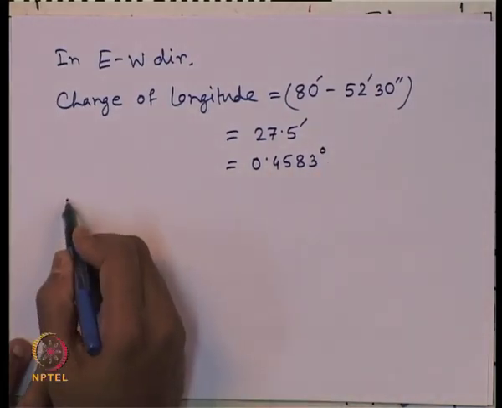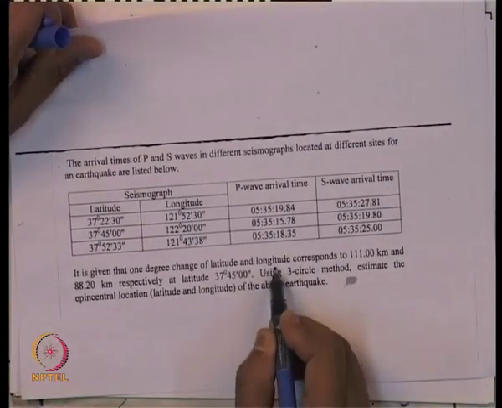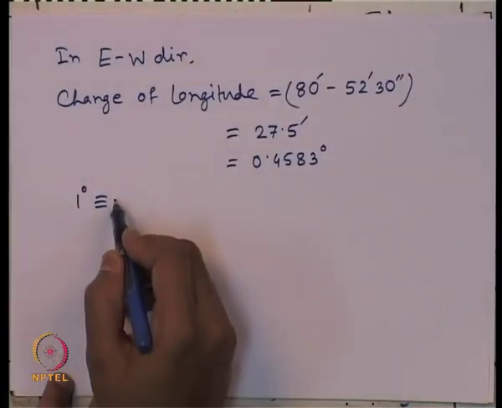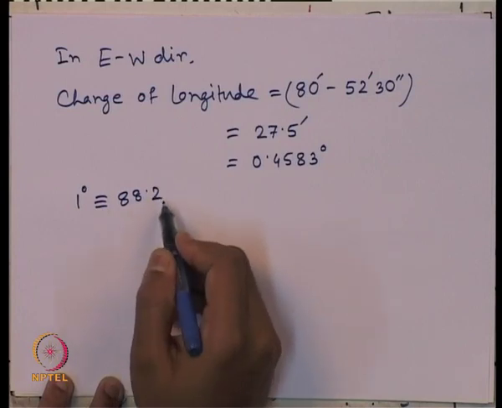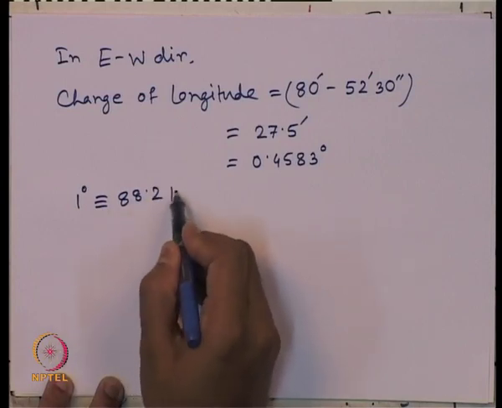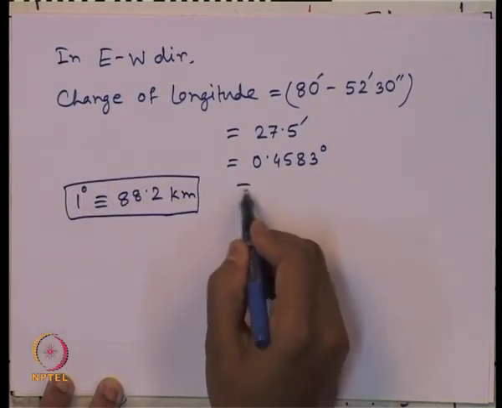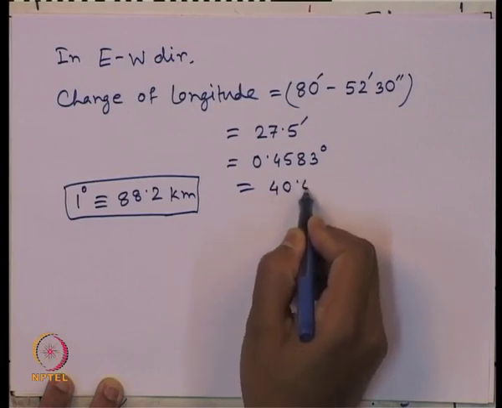Now, what is given? 1 degree is equivalent to how many kilometers of change in the case of longitude? It is 88.20 kilometers. So, 1 degree is equivalent to 88.2 kilometers. With that given information, we can write that 0.4583 degree corresponds to 40.425 kilometers.